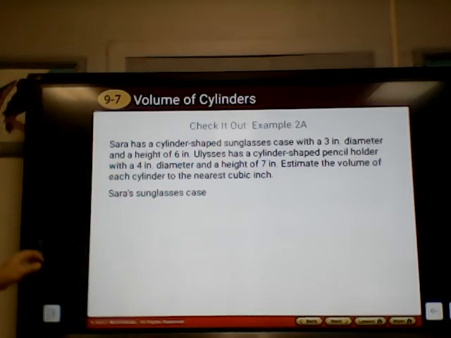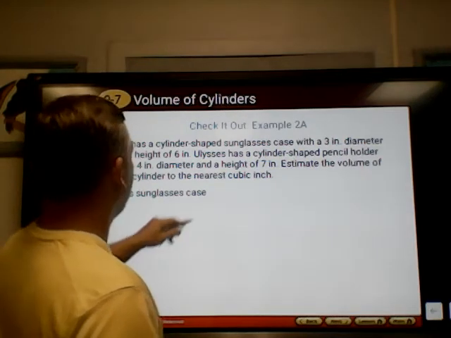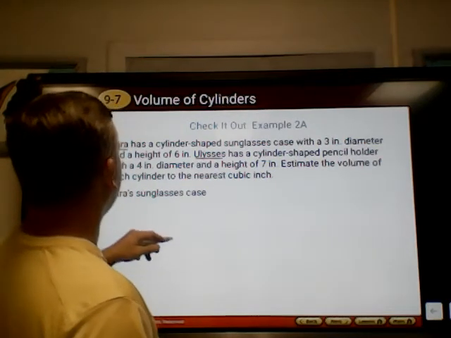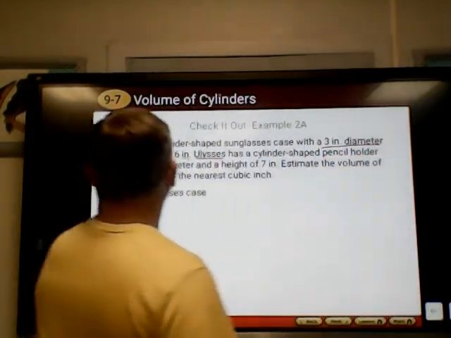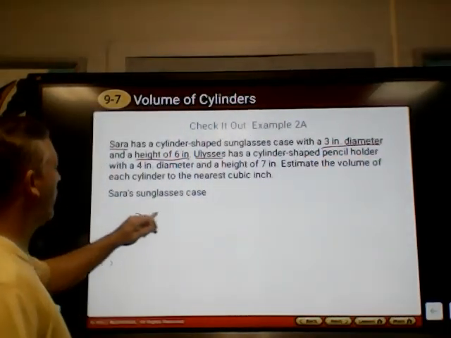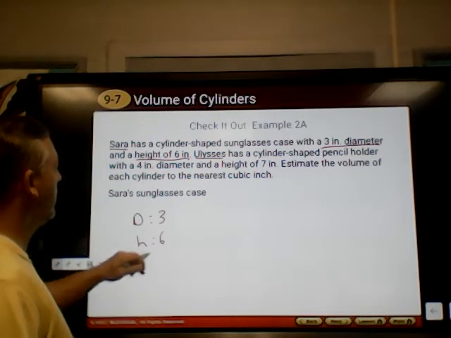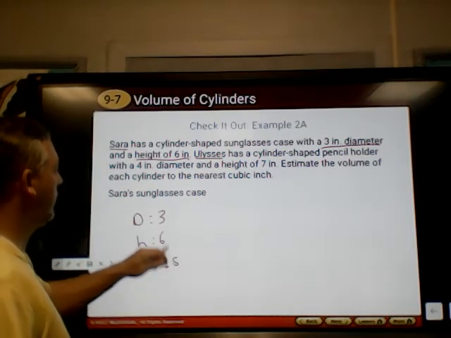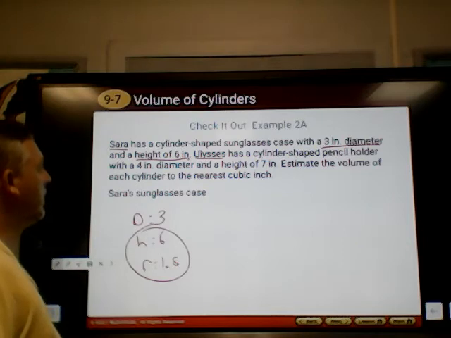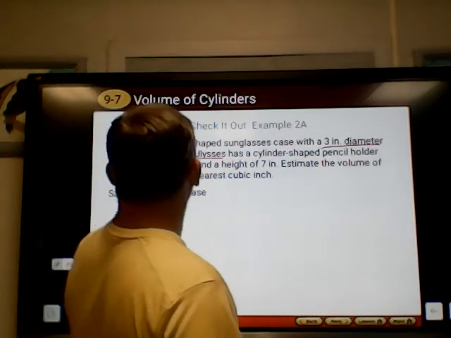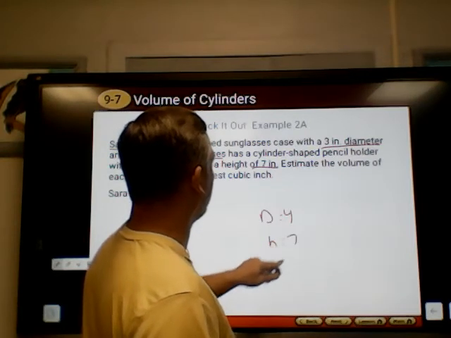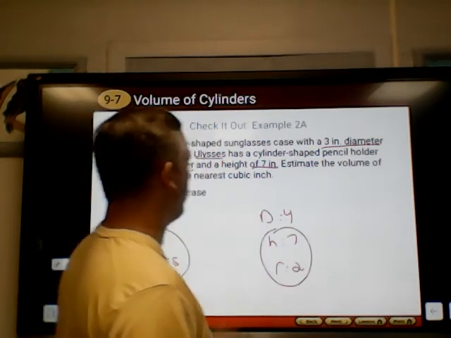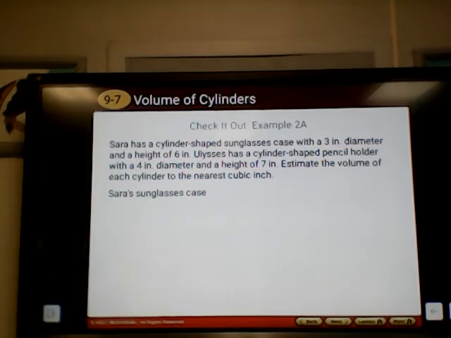This example is the same thing. You just got to make sure you comprehend what you're reading. There's two people, Sarah and Ulysses. All right, one, diameter of 3, height of 6. So you might want to write it out. Diameter of 3, height of 6 means the radius is 1.5. Those are two numbers you need. The other one, diameter of 4, height of 7, which means the radius is 2. And that's what you need with 3.14.